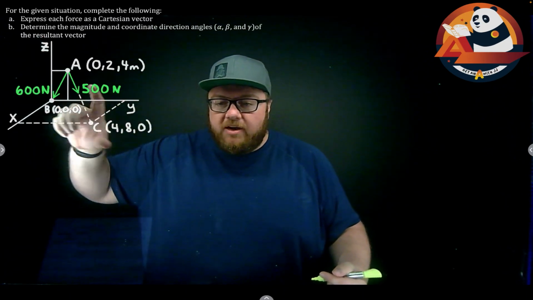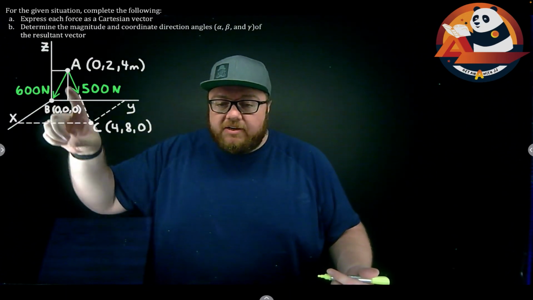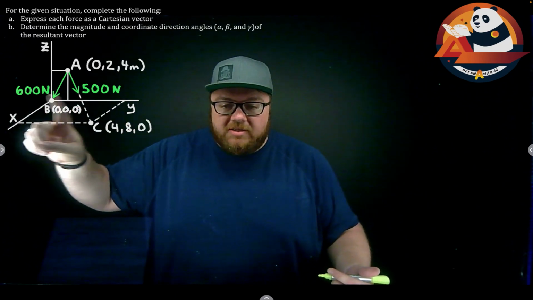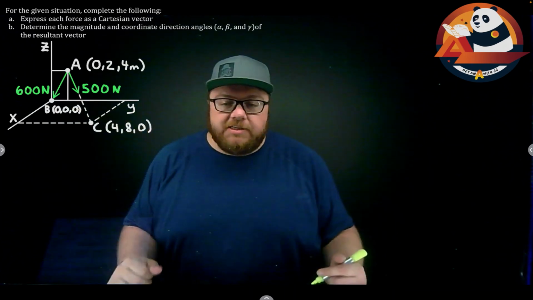We are doing more 3D vectors for statics. In this problem, we are trying to figure out our two forces. Let's first express each as a Cartesian vector. One force goes from A to B. We know the coordinates there, so we can work towards a Cartesian vector. Same idea: one goes from A to C. Let's get a Cartesian vector there.